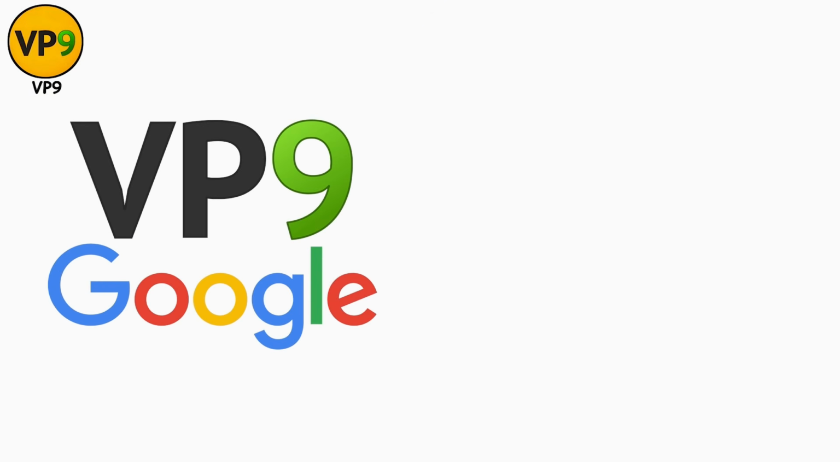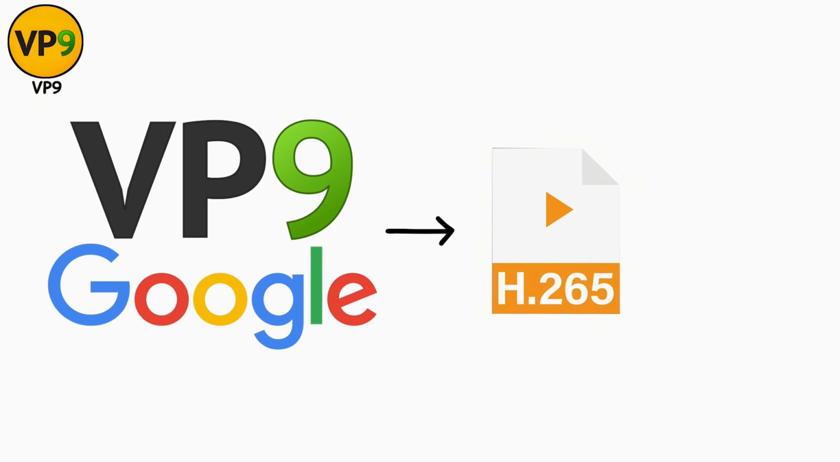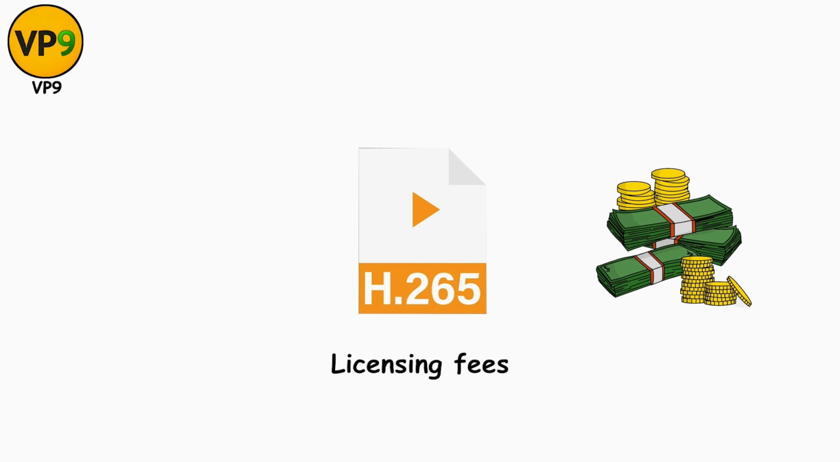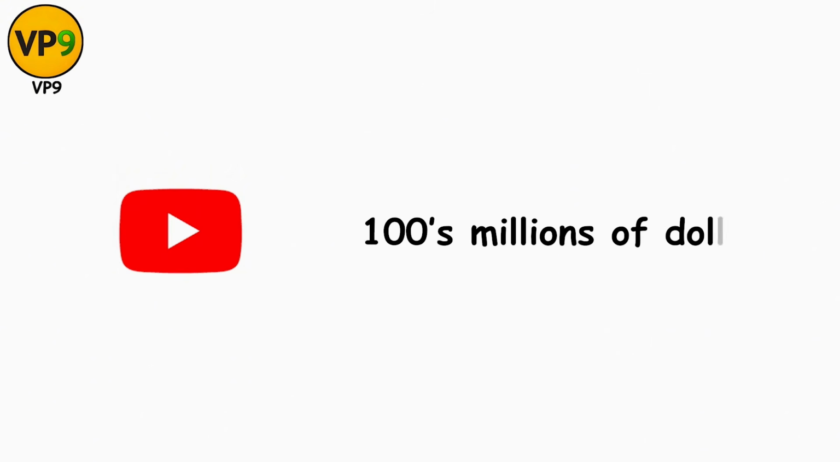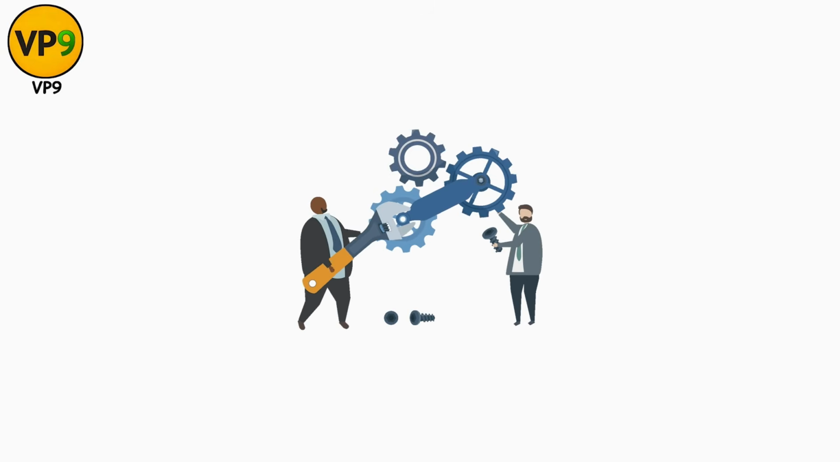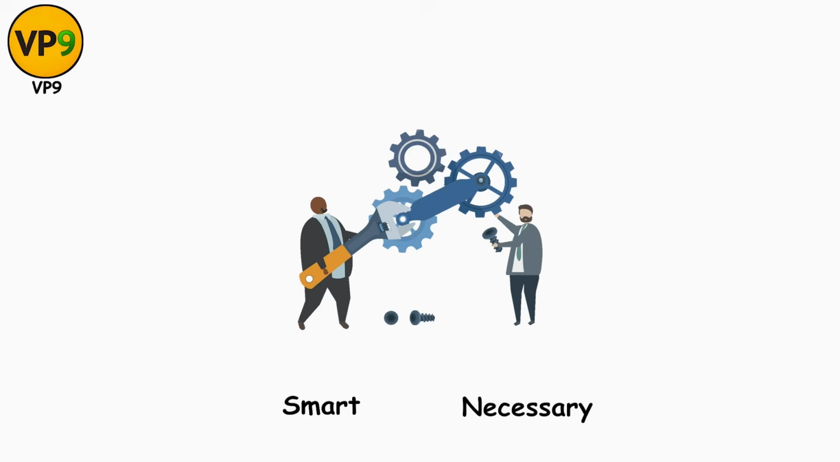VP9. VP9 is Google's royalty-free answer to H.265. While HEVC offers great compression, its licensing fees make it expensive at scale, something YouTube knows all too well. We're talking potentially hundreds of millions of dollars a year in licensing if YouTube used HEVC for every video on the platform. At that point, building your own royalty-free codec isn't just smart, it's necessary.